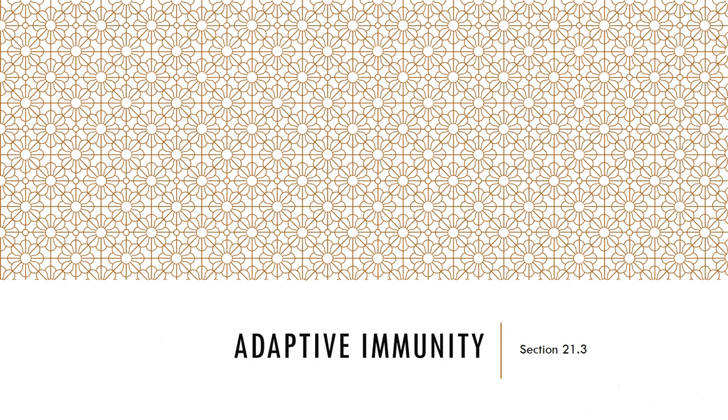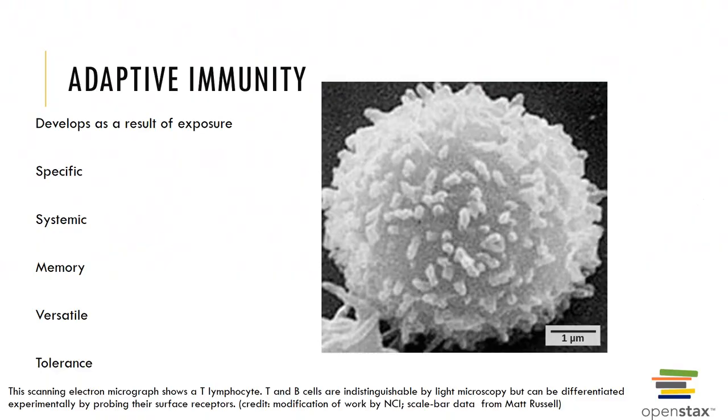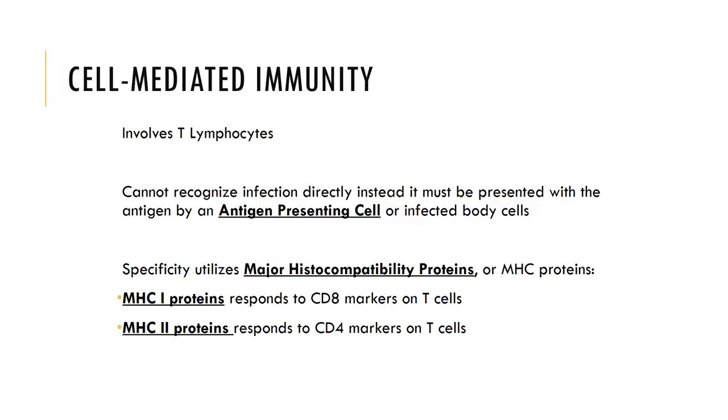Now let's move on and look at some of the adaptive immunity. As noted previously, there are characteristics of the adaptive immune response. It is specific, systemic, has memory, is versatile, and exhibits tolerance. There are 2 main types of adaptive defenses: cell-mediated immunity and antibody-mediated immunity. Let's look at cell-mediated immunity first.